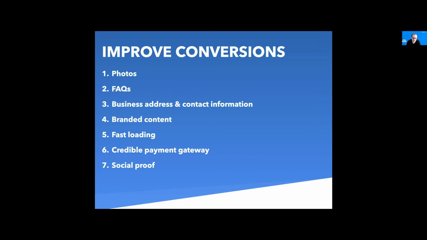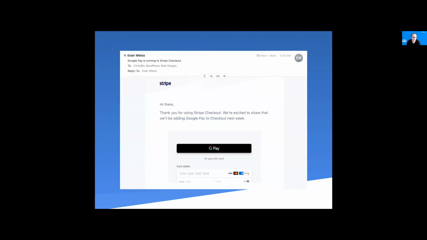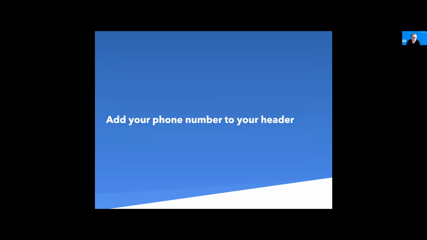Make sure the website is as fast as possible to load, and Google is actually taking website speed into its ranking factors now. Make sure you're using a credible payment gateway: Stripe, Braintree, PayPal, a couple of good options there. And then make sure you can use social proof as well. Here's an example of Stripe. So this was an announcement a while ago. Stripe launched out of beta a while ago, so you can just ignore that. But a couple of other options here.